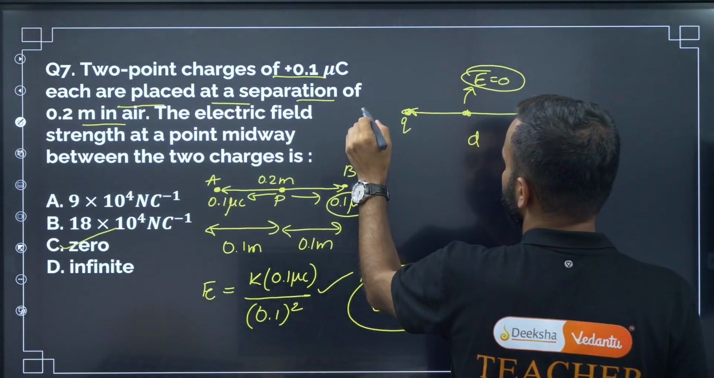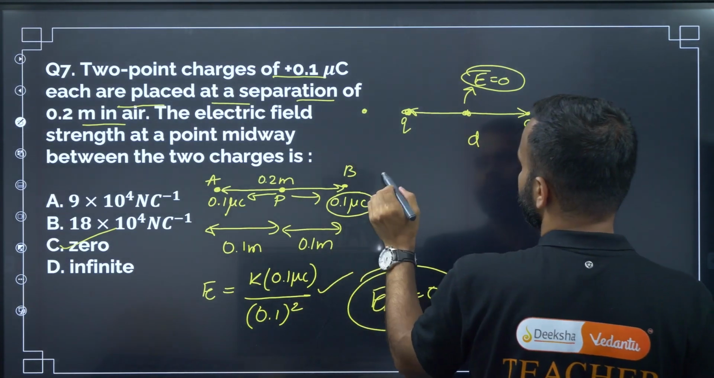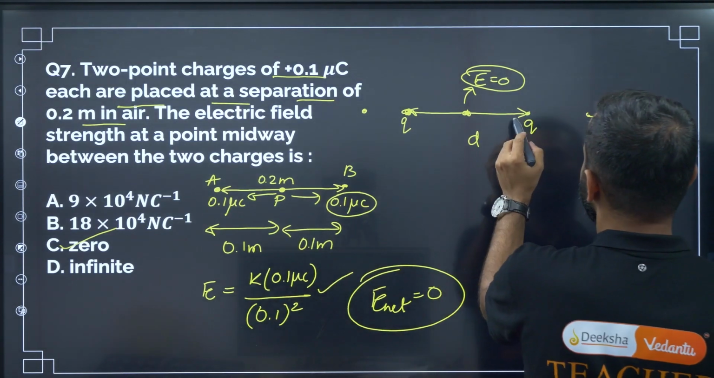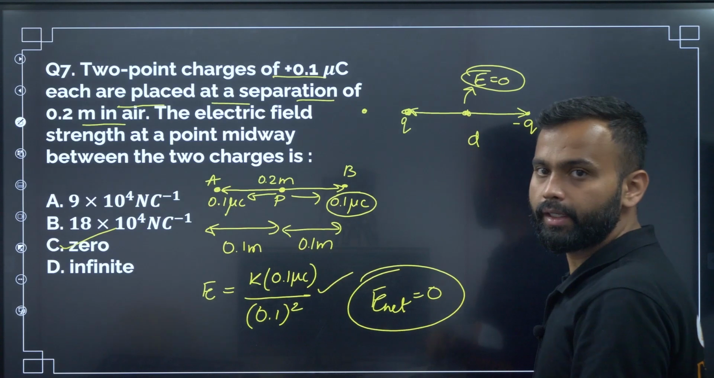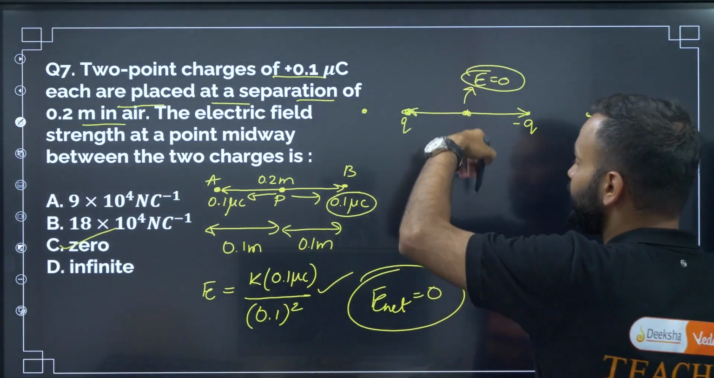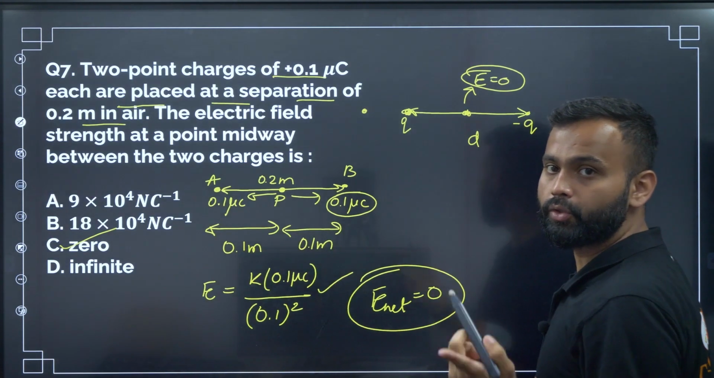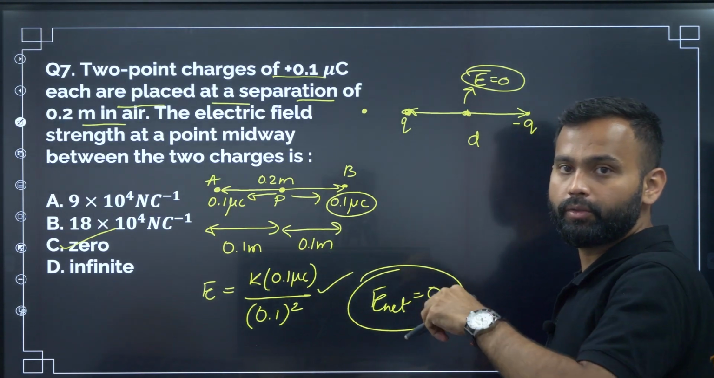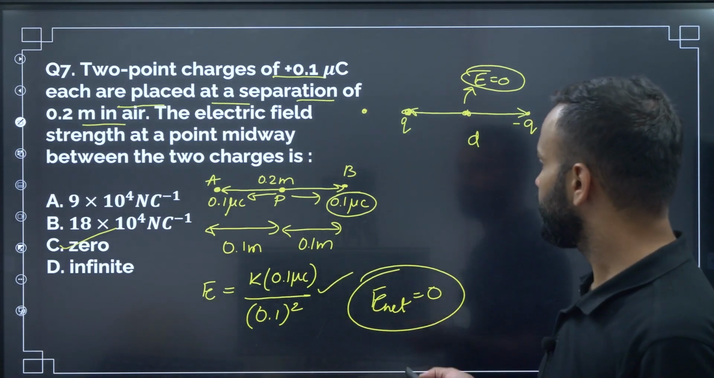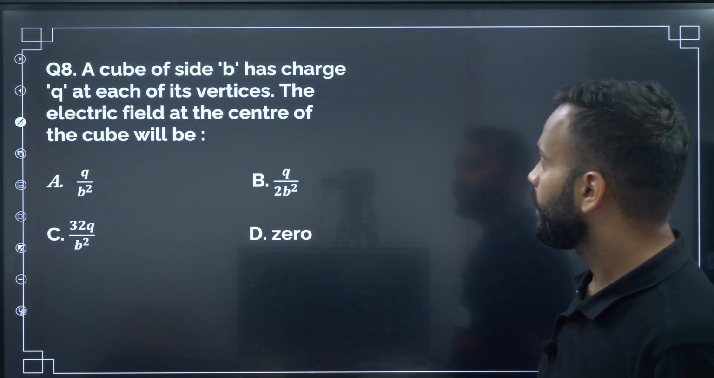But here, the electric field is not 0. Understood? If the sign is negative, then where is the electric field 0? You have to figure it out. So write the answer in the comment box. Next question, question number 8.